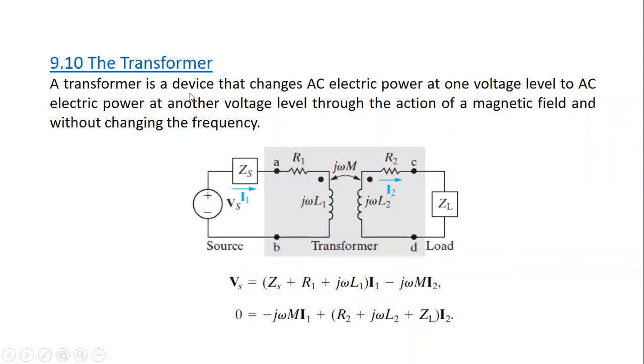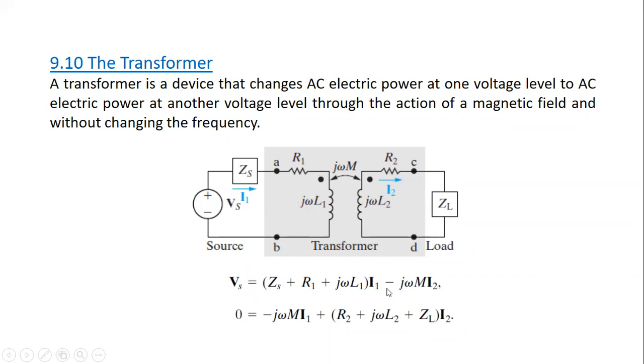So the transformer is a device that changes AC electric power at one side to AC electric power at a different voltage level, and it doesn't change the frequency. So we see the frequency here is omega, and the frequency here is omega. As you see, we have here one loop, and here we have another loop. So we can use mesh analysis in order to solve this circuit. So here we have I1, the first mesh, and here we have I2, the second mesh.